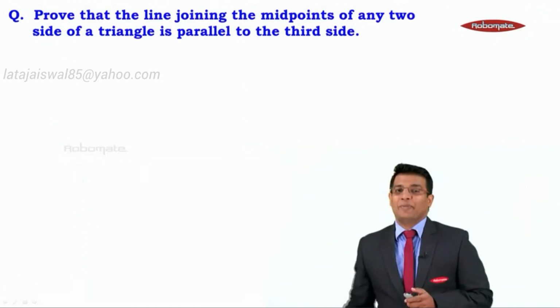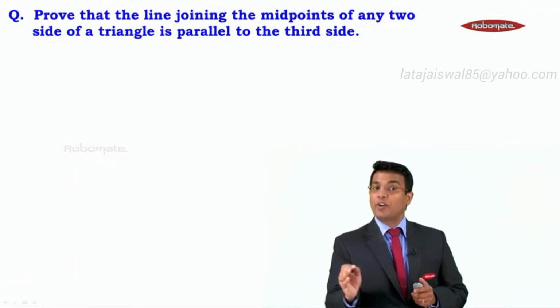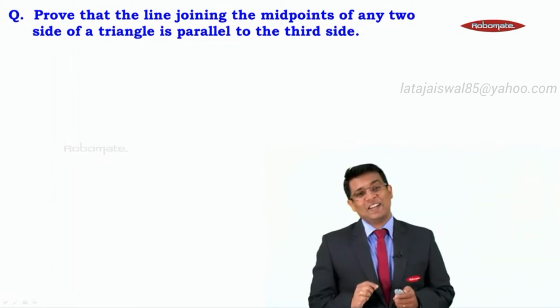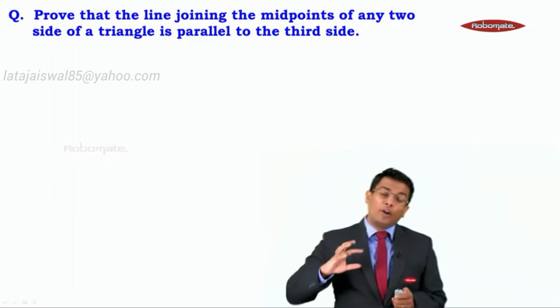So you are doing a very important and a very beautiful sum. Let's see the sum. There's only a statement given here. It says prove that the line joining the midpoints of any two sides of a triangle is parallel to the third side. So let's understand what do we draw first.